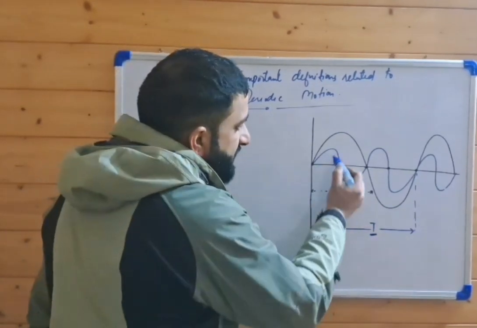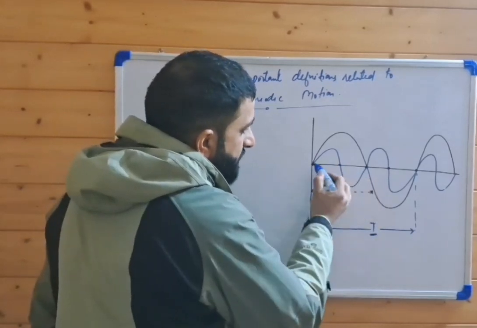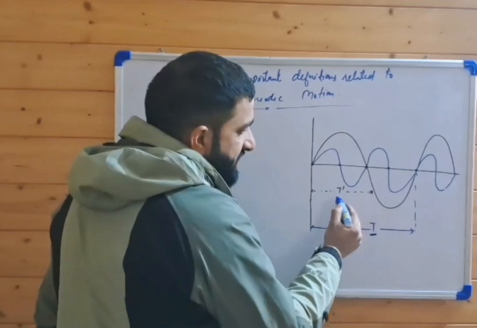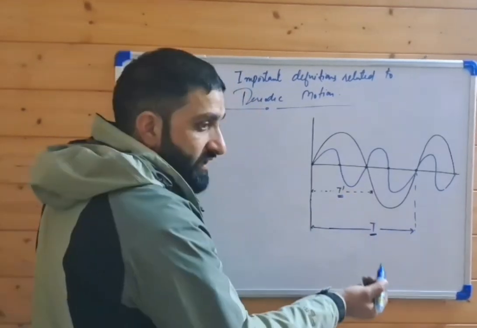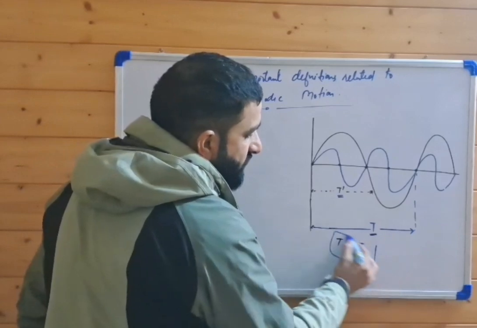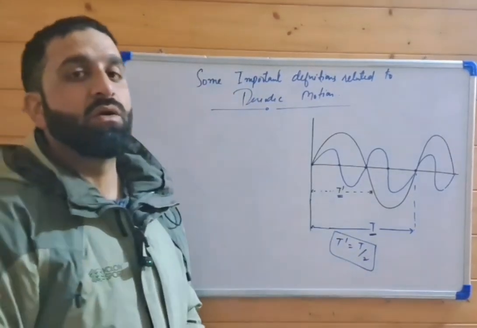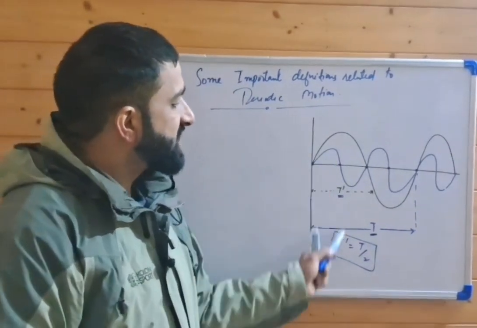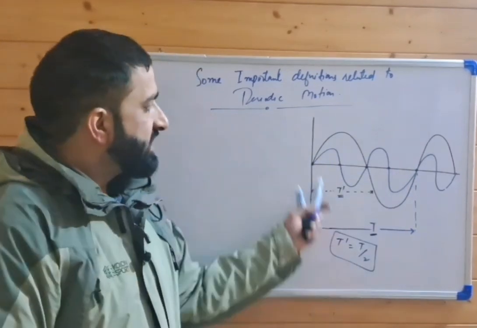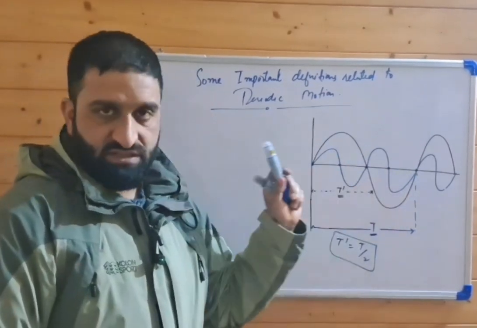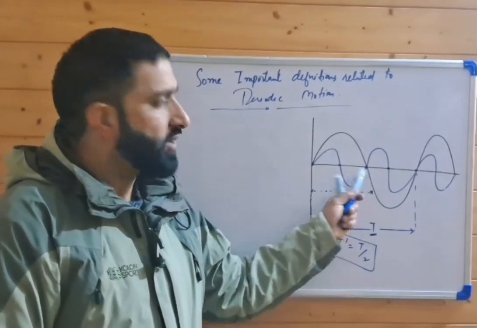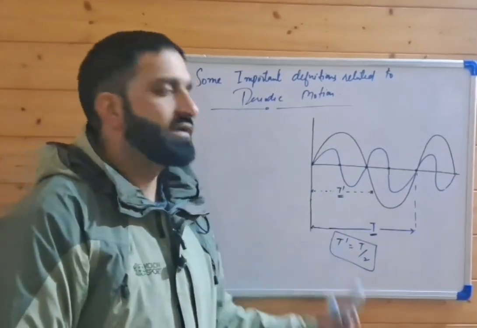Now, this waveform completes one full cycle in half the time. That means its period is T dash. We can see that T dash is equal to T divided by 2. The time period of this waveform is half of the time period of this waveform. That means this completes its cycle, or one period, in T, and this waveform completes its cycle in T dash.